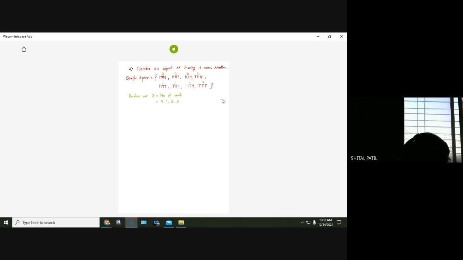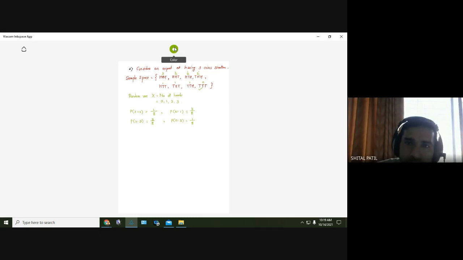Now we want to write the probability. Probability of 0 heads: how many times do we have 0 heads? Single only, out of 8 total events in the sample space. Probability of one head: how many times do we have one head? 3 times, out of 8. Probability of two heads: these are the two heads, 1, 2, 3, so 3 out of 8. Probability of 3 heads: 1 by 8.